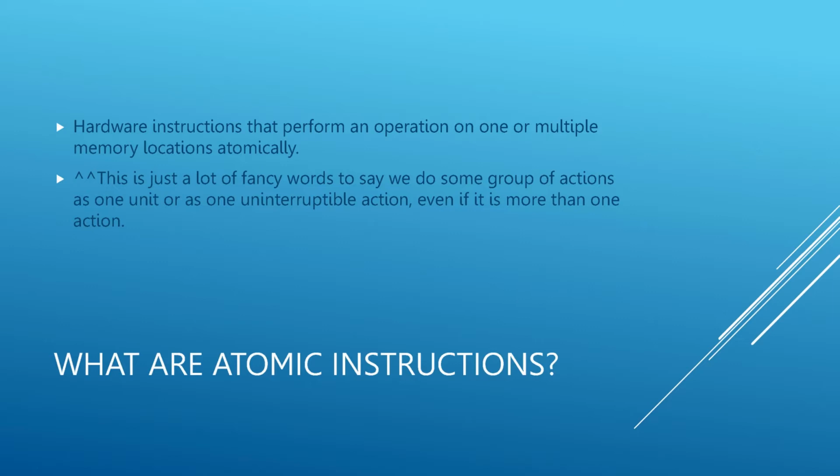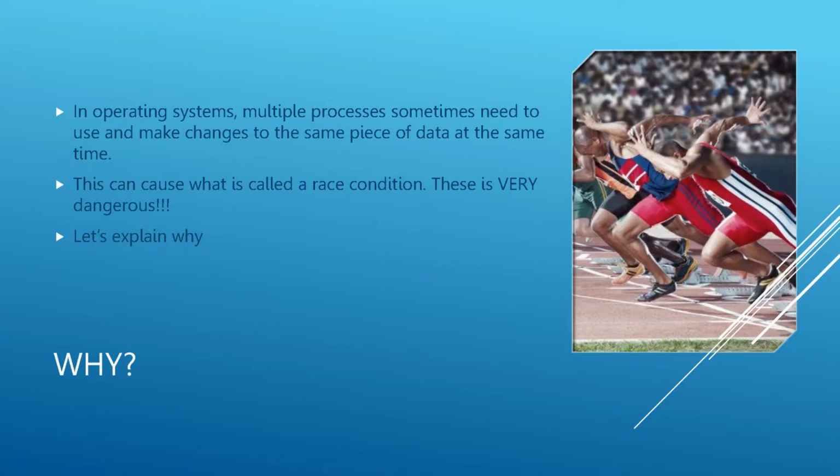What are atomic instructions? Atomic instructions are hardware instructions that perform an operation on one or multiple memory locations atomically. This is a lot of fancy words to say that we do some group of actions as one unit, or as one uninterruptible action, even if it is more than one action.